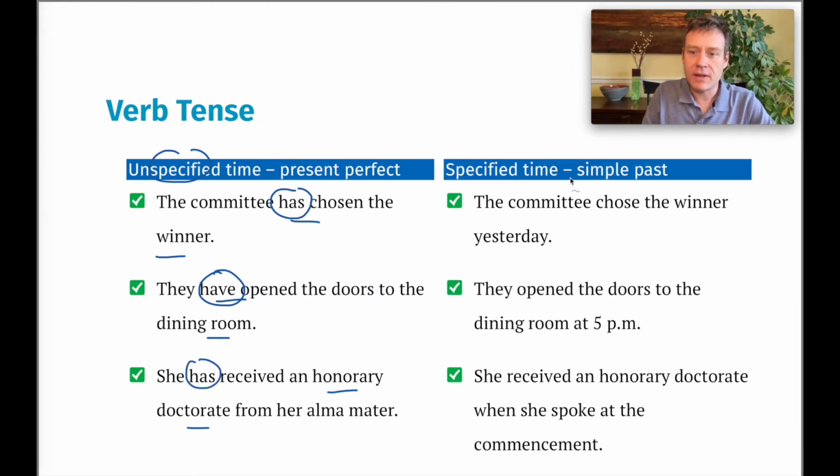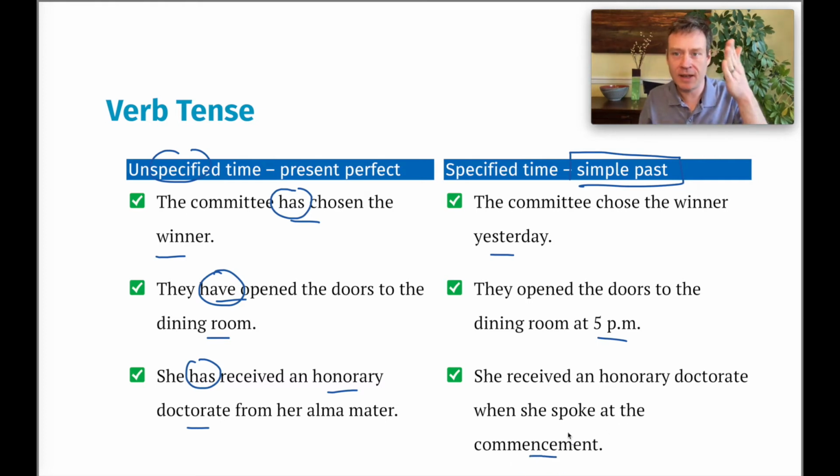On the other hand, these simple past examples, because they actually have the time that's specified, like yesterday or 5 p.m. or at the commencement, which tells us a particular point in time, that's why instead of saying has chosen, we just go for chose. Or that's why instead of saying they have opened it, it's just plain old opened. Or instead of saying has received, it's just plain simple past received.